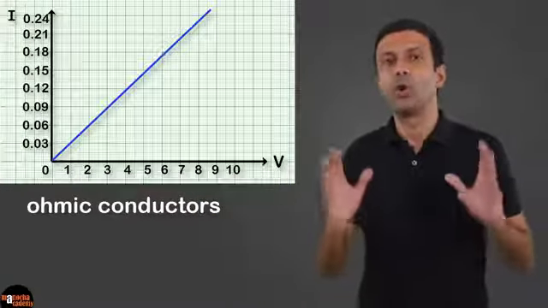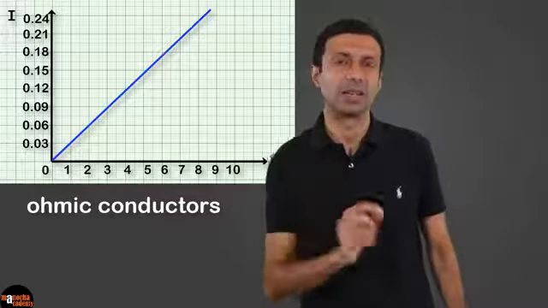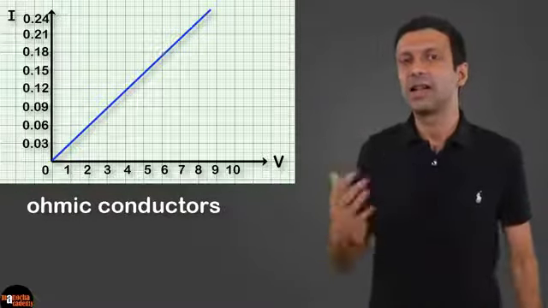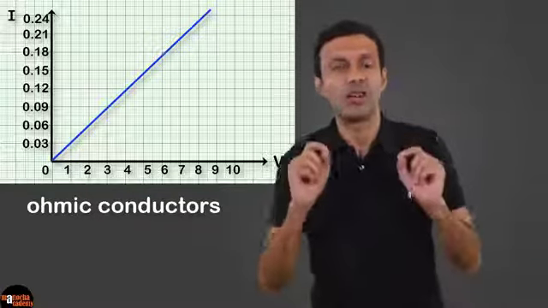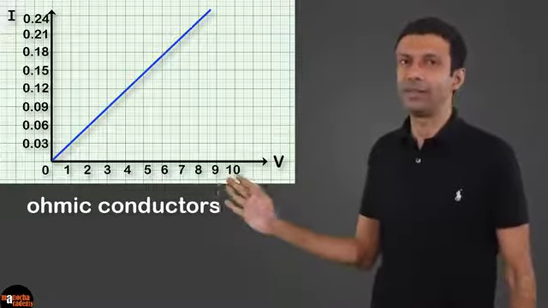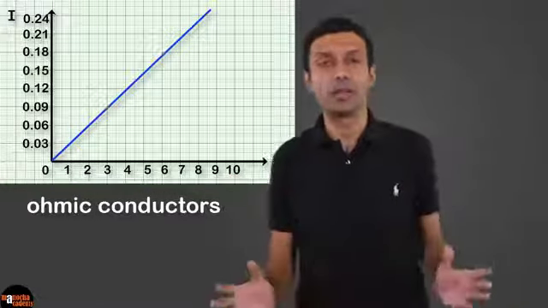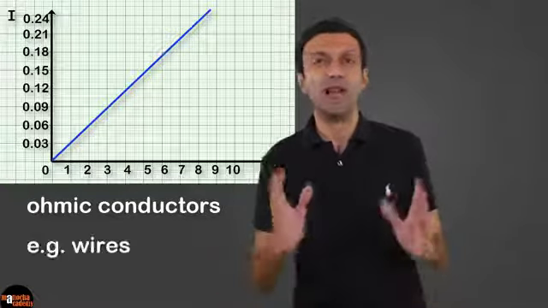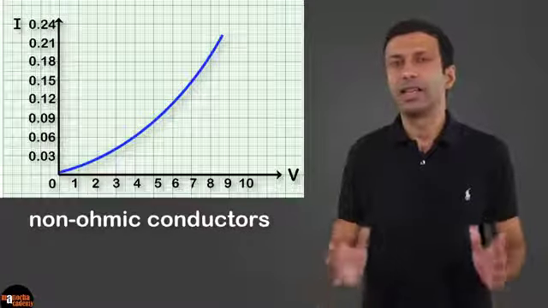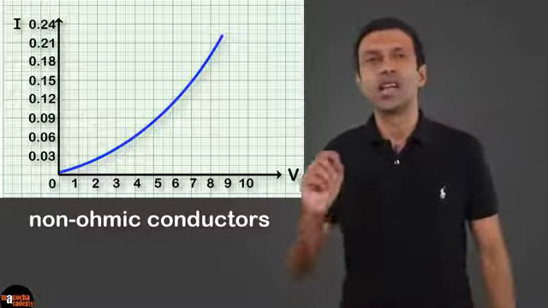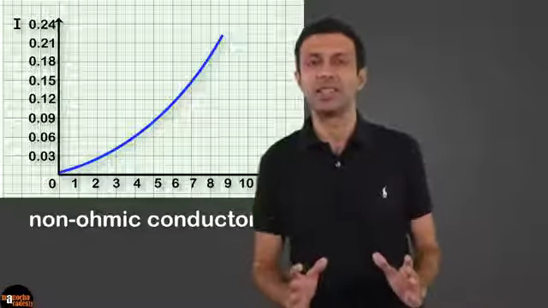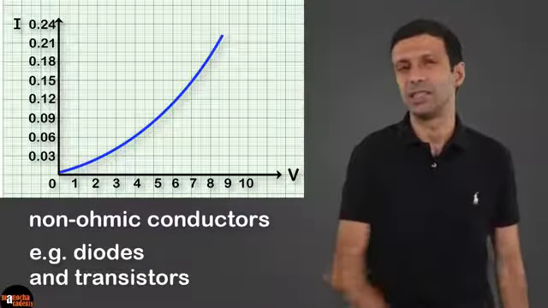Those materials that follow Ohm's law are called ohmic conductors. For ohmic conductors, the current in the conductor is directly proportional to the potential difference across the conductor. And the current potential difference graph is a straight line. Now, what are some examples of ohmic conductors? Examples are the wires. So these follow Ohm's law. And those materials that do not follow Ohm's law are known as non-ohmic conductors. Examples of non-ohmic conductors are semiconductors like diodes and transistors.